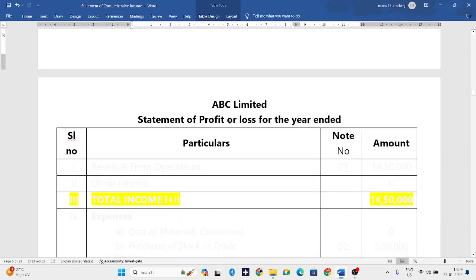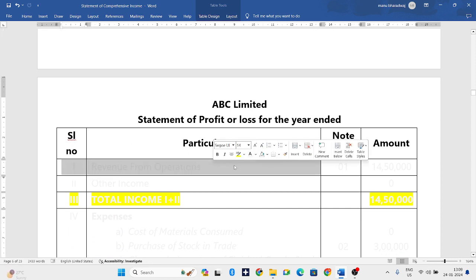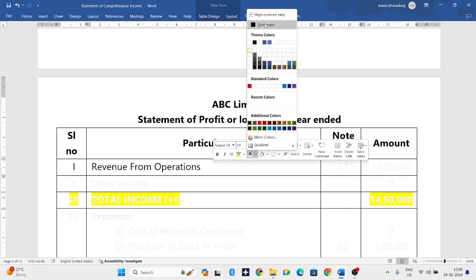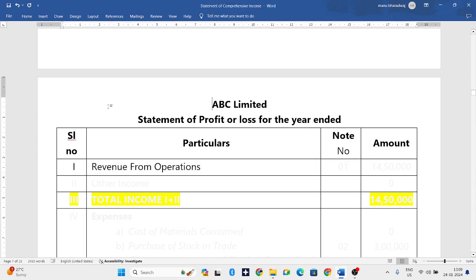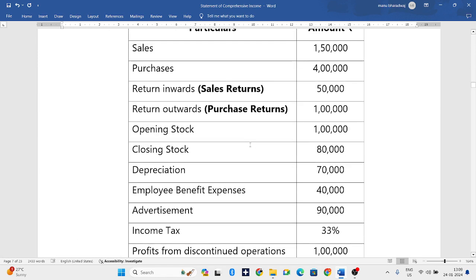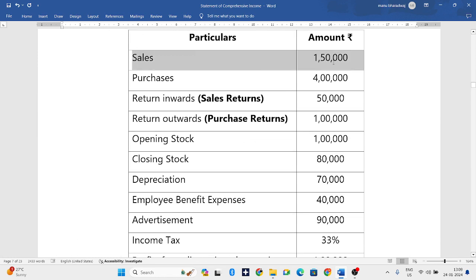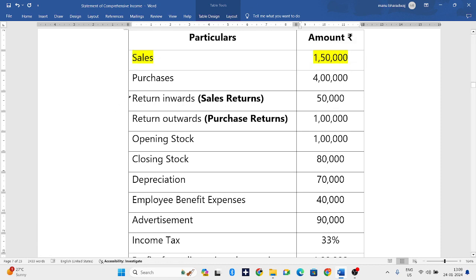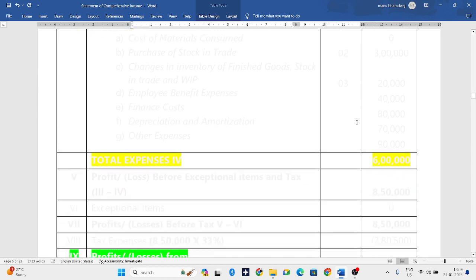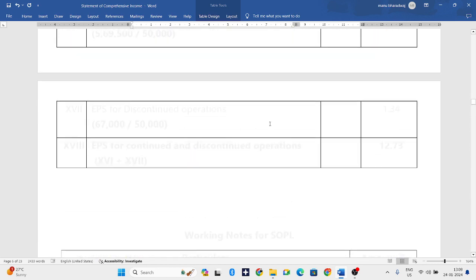So this is the format: ABC Limited statement of profit or loss for the year ended. The first item which we will consider is revenue from operations. When you check the question, sales is also there, whereas you even have sales returns. When both are there, we need to prepare a working note.